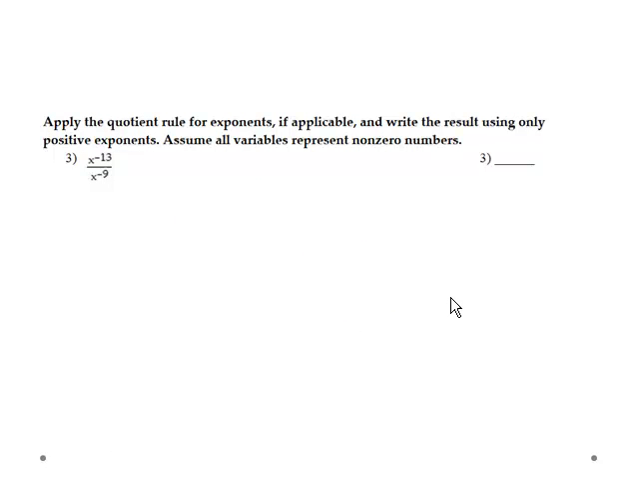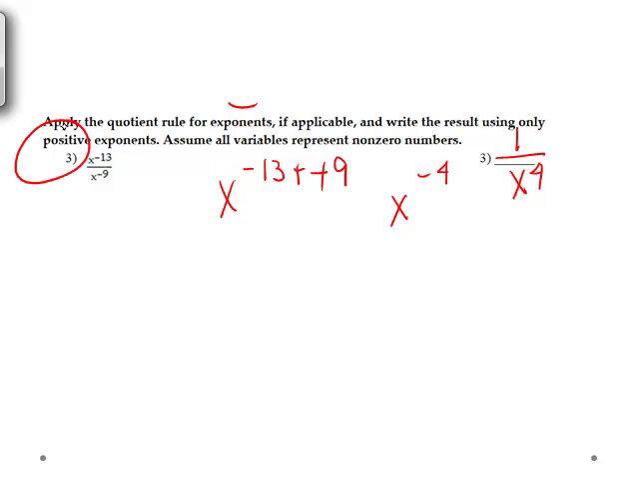Apply the quotient rule, which means subtract, right? And write the result using only positive exponents. So this is x to the negative 13 minus negative 9, which is x to the negative 4th, because minus negative is the same as plus. And so we would write that as 1 over x to the 4th, because they want it to be positive.